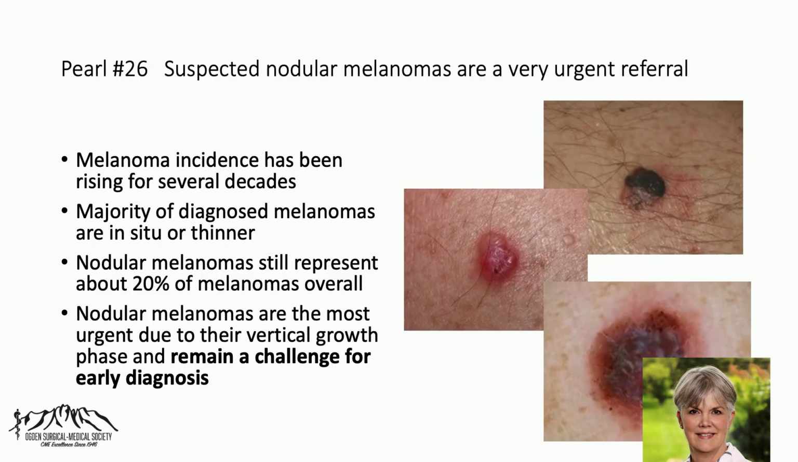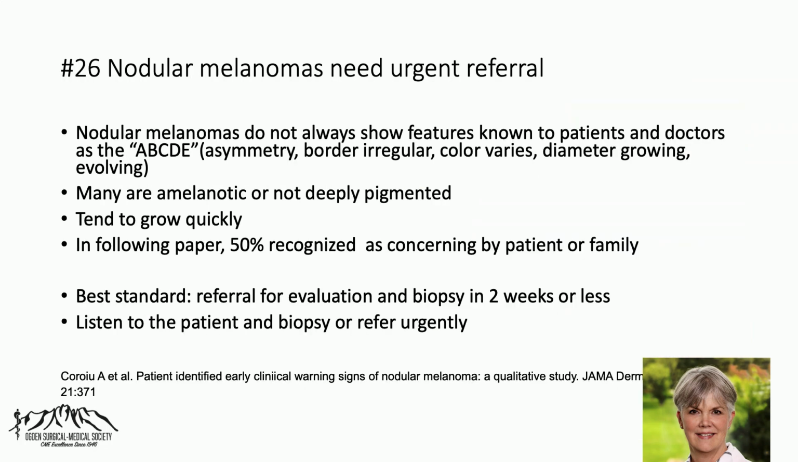They vertically grow, and more importantly than that, they often do not follow the ABCDs. They're not asymmetric, they're round. They're not always black, sometimes they're pale, but they tend to grow quickly.